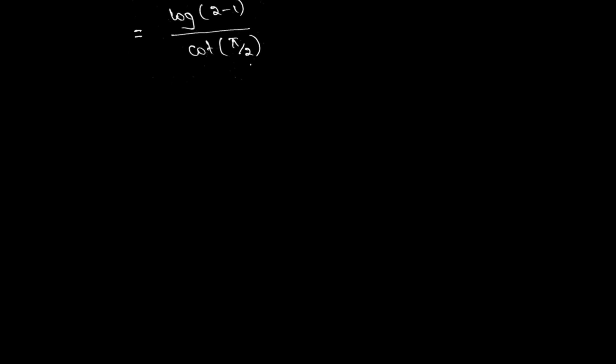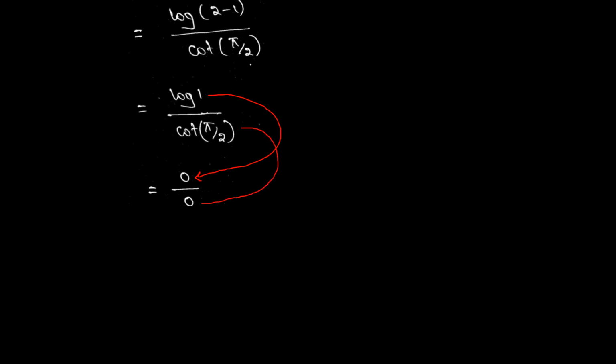In the numerator we get log of 2 minus 1 divided by cot of pi by 2. What we have is log 1 divided by cot pi by 2. We all know log 1 value is 0 and cot pi by 2 value is also 0. So finally we got 0 by 0 form for which L Hospital's rule is applicable.